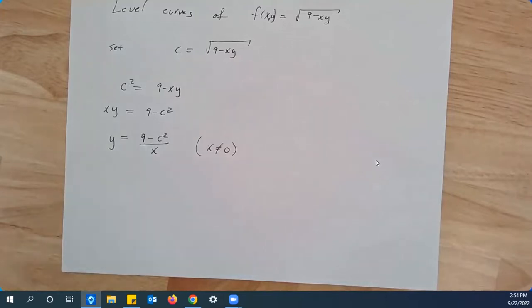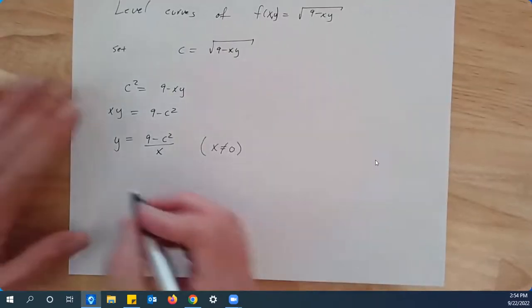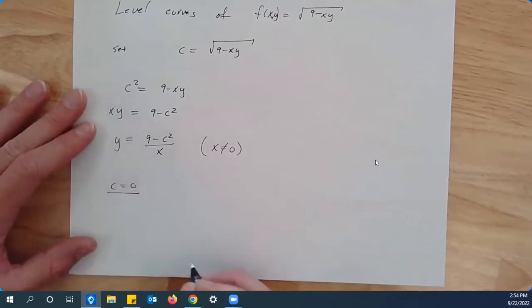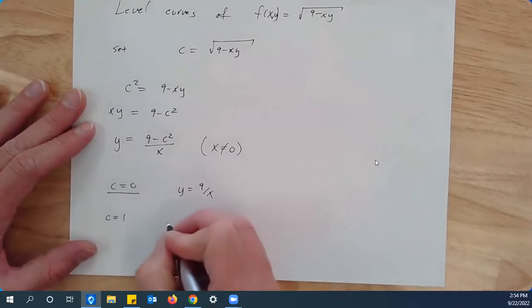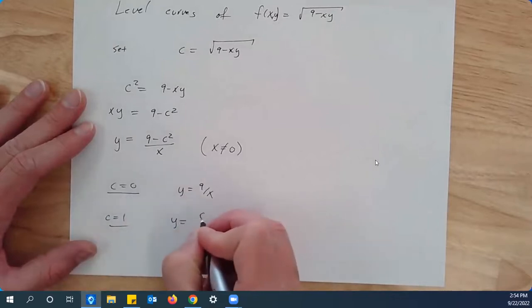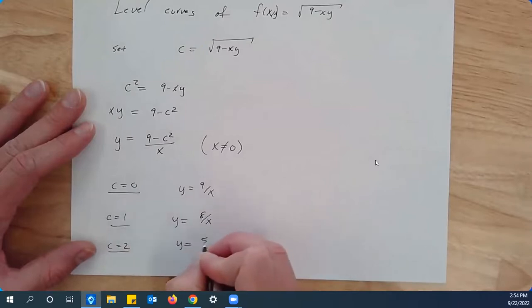So when you're thinking about the values of your level curves, you have to be thoughtful about what is in the range of your function. So C has to be non-negative here. So let's start with C equal to 0. So C equals 0, y equals 9 over x. If C equals 1, y equals 8 over x. If C equals 2, y equals 5 over x.